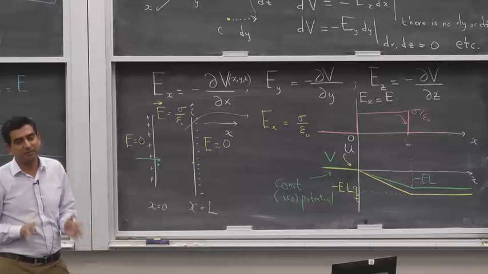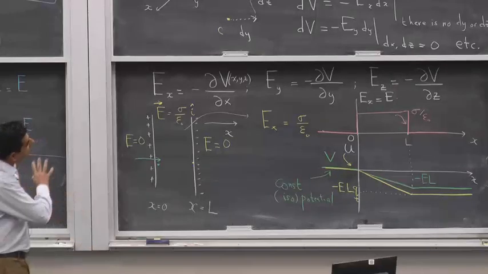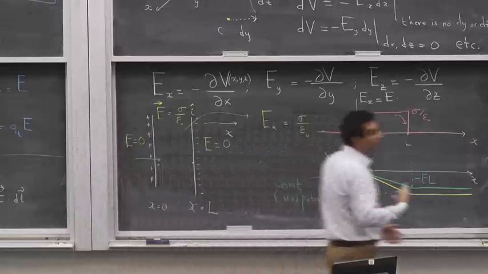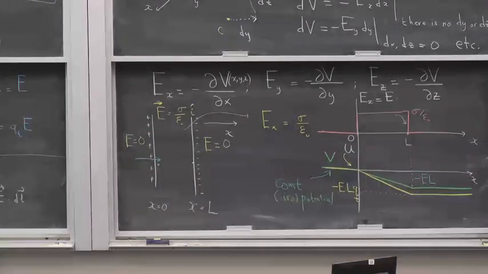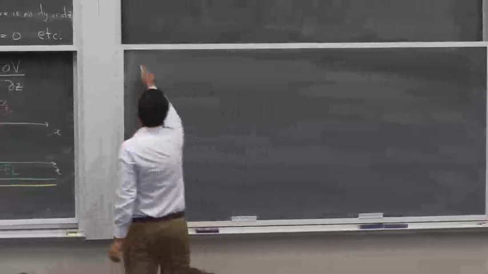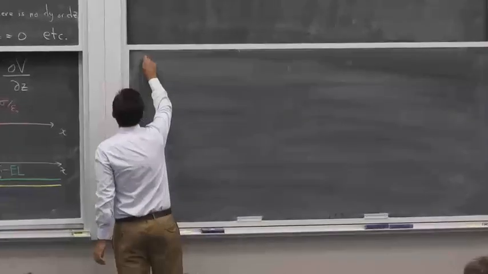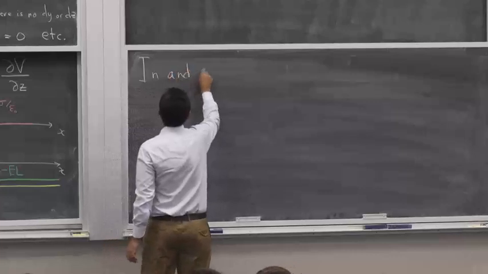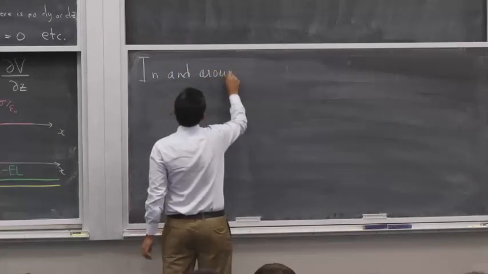You just have to be patient. So now let's look at a few examples or applications that bring home this concept of what the relationship between the electric field and the potential is. First of all, I would like to talk about what happens in and around metals. We've already seen this in the context of electric fields.